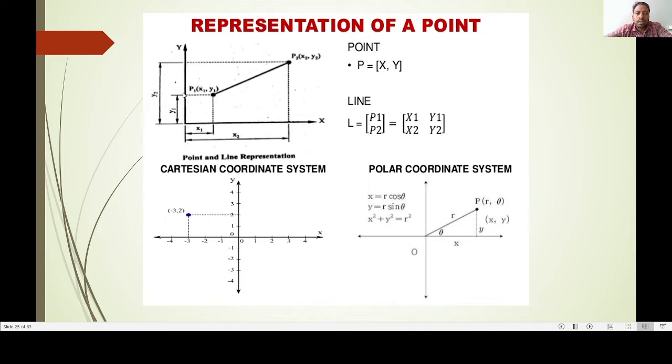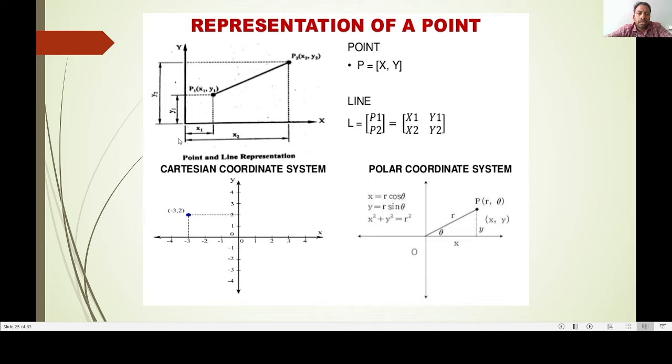Then the line is the interconnection between P1 and P2. See the drawing. The line is a connection of two points, P1 and P2. P1 contains x1 and y1, and P2 contains x2 and y2. So the line, the interconnection between P1 and P2, is equal to x1 and x2, comma, y1 and y2.